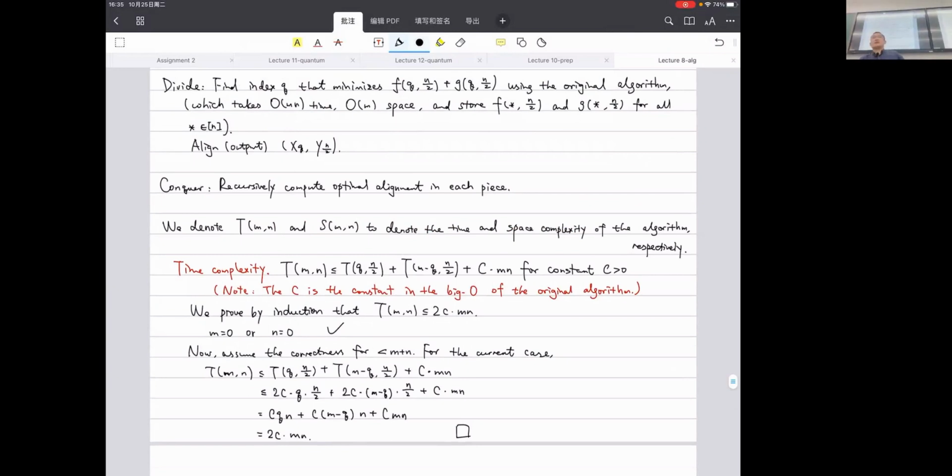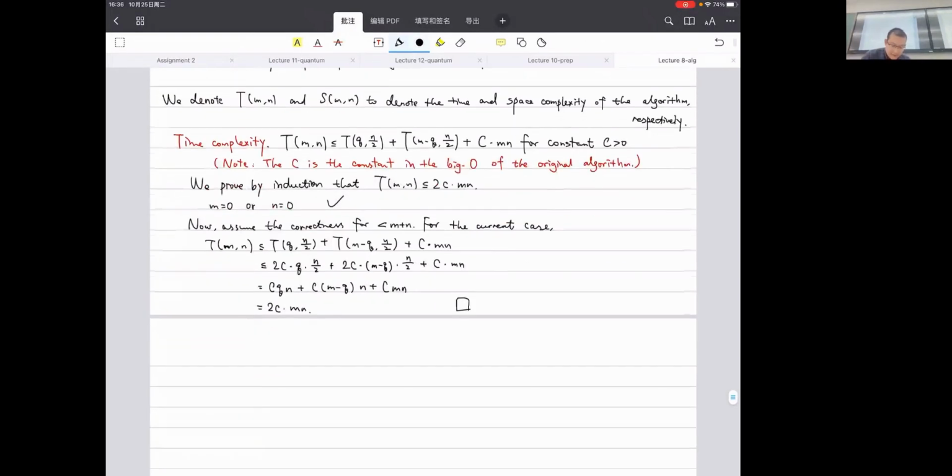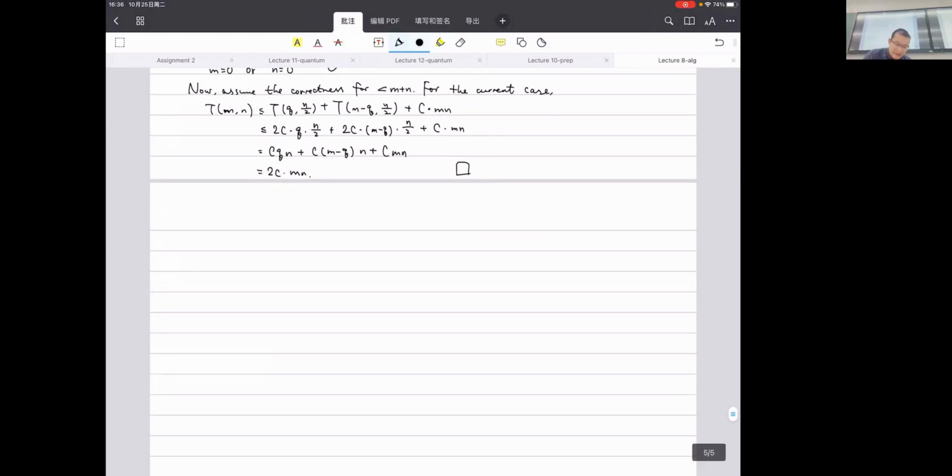Okay, so any question about the analysis of the time complexity here? Okay, so this basically suggests that the overhead of this divide and conquer algorithm is basically at most 2 here. So this does not influence the big O, the asymptotic bound here. The remaining thing that we need to do here is to analyze the space complexity of this divide and conquer idea.